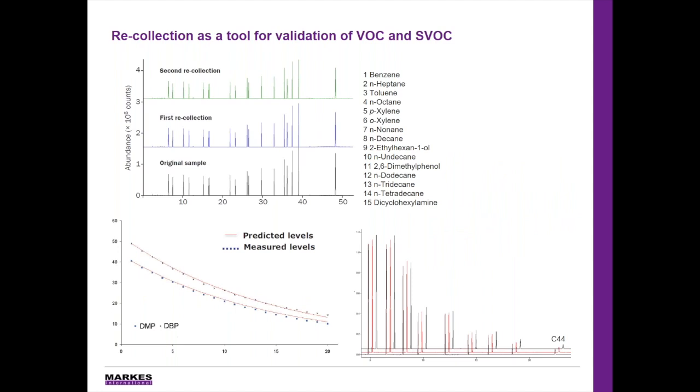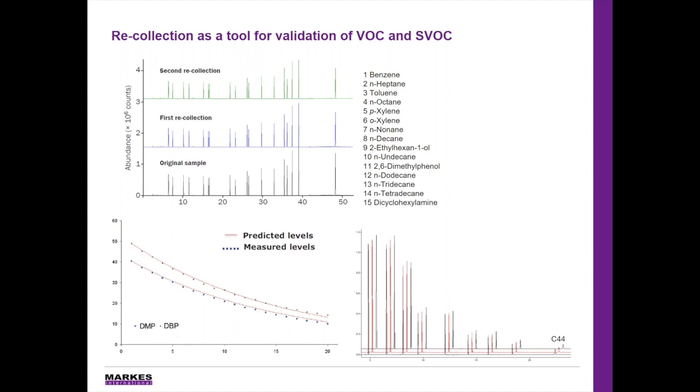Here are some examples of recollection as a tool to validate your VOC or SVOC results, because a lot of people are wondering if all of the sticky stuff, especially the SVOCs, is coming through their system. Recollection can actually give you the quantitative validation result. On the first panel in the upper left corner, it shows the original sample result. Then you recollect that sample and reanalyze it, which shows the first recollection results. While you analyze the first recollection sample, you can still recollect that one, and recollect the second recollection sample again to get the second recollection result. So you can compare all three different samples.